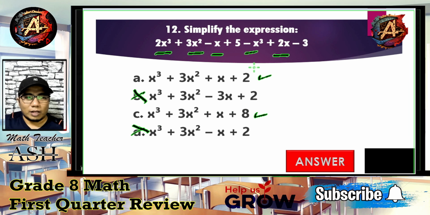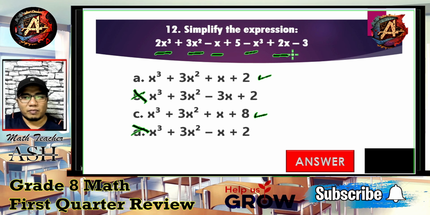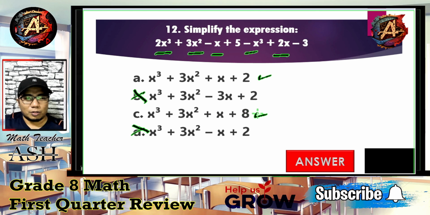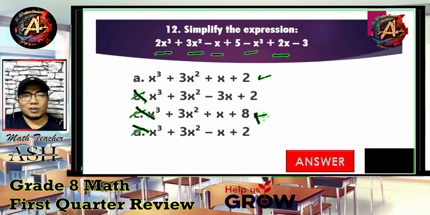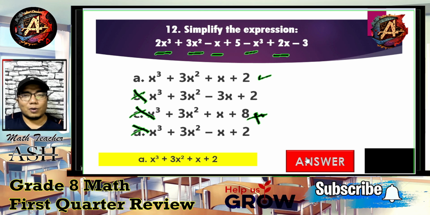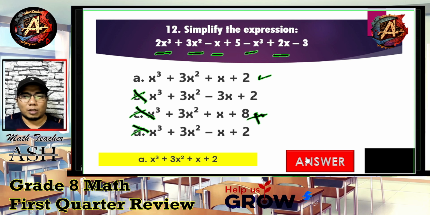Now let us go to the last. We have positive 5 minus 3. That is 5 minus 3, meaning positive 2. So the final correct answer is letter A and not letter C. So letter C is also wrong. Okay, so therefore letter A is the correct answer for this problem. Let's check whether we are correct. Okay, so I hope you got that one, my dear math learners. Now let us go to question number 13.